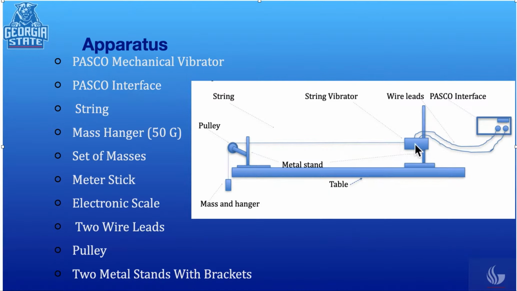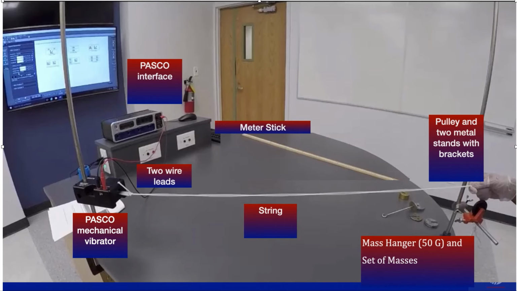One end of the string is connected to the vibrator, and this string passes over the pulley. The other end of the string is connected to the hanger having different masses, and this whole arrangement is placed on a table. This beautiful picture of our lab is taken from the video uploaded by Dr.